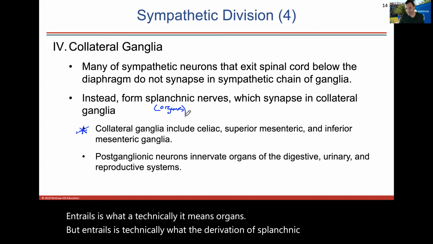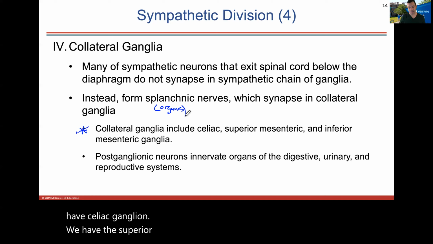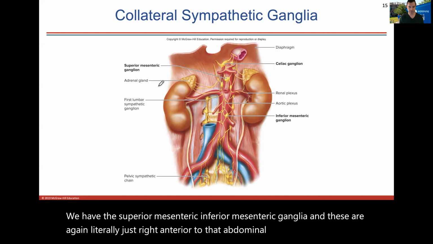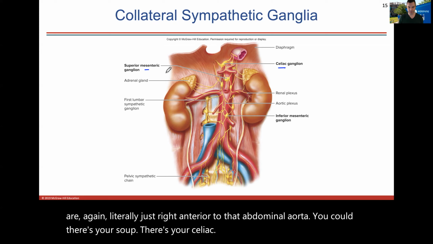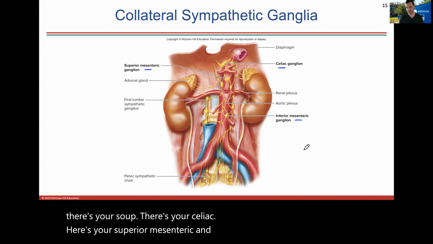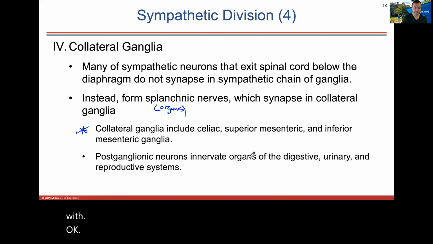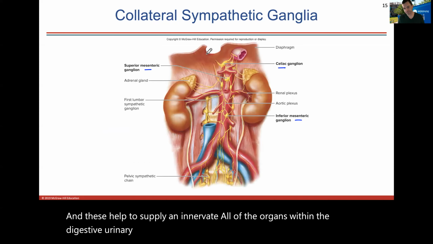The entrails is technically what the derivation of splanchnic means. But we have celiac ganglion, we have the superior mesenteric, inferior mesenteric ganglia, and these are, again, literally just right anterior to that abdominal aorta. There's your celiac, there's your superior mesenteric, and there's your inferior mesenteric ganglia. And these help to supply and innervate all of the organs within the digestive, urinary, and reproductive tracts.